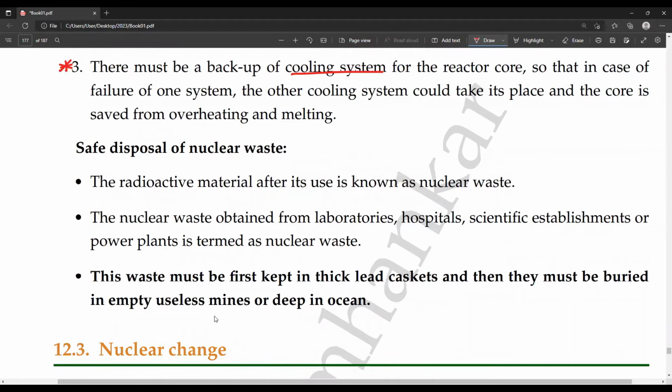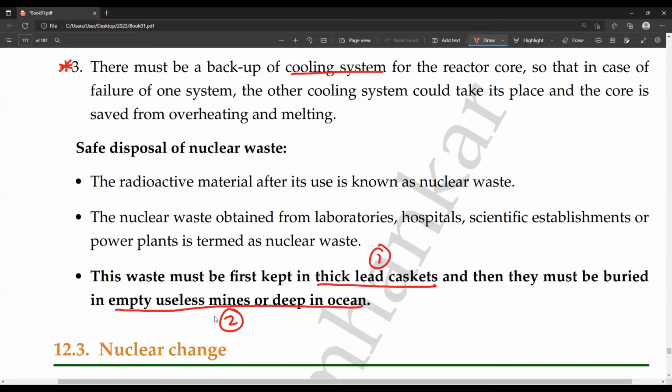So nuclear waste should be kept in thick lead caskets. That is point number one. And they must be buried in empty, useless mines or deep in the ocean. So these are the two points which are required for this answer: safe disposal of nuclear waste.